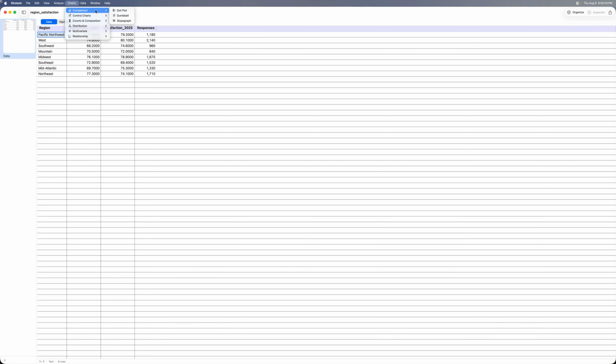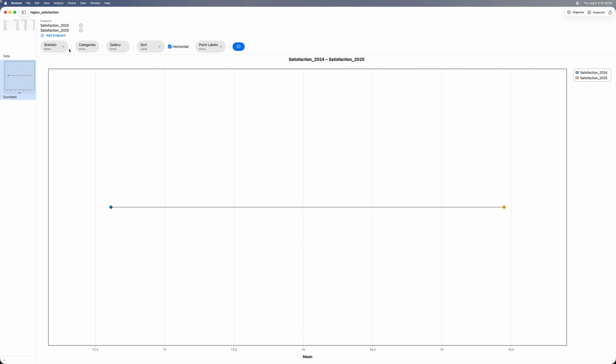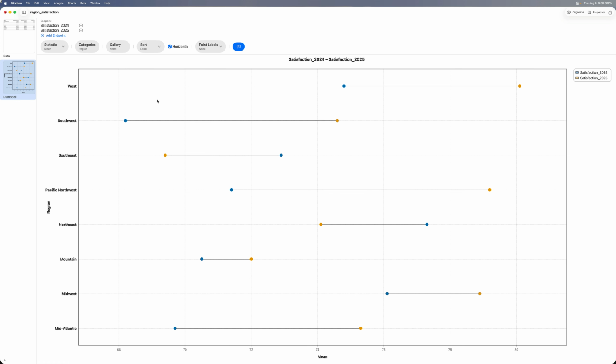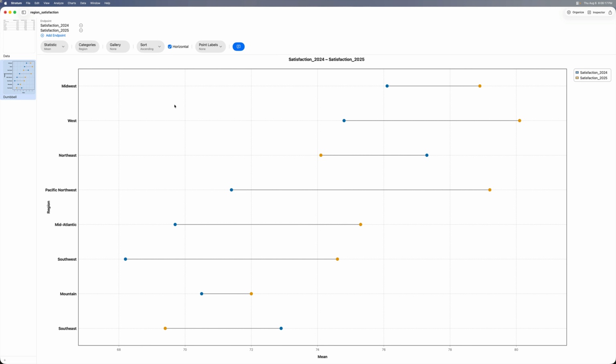A dot plot puts one number against each category, a dumbbell puts two, joined by a bar, so the gap between them is what you read. It's the chart for before and after. We'll load a small table of each region's satisfaction in 2024 and 2025, drop both onto the endpoints, and every region becomes a track whose connector shows which way it moved.